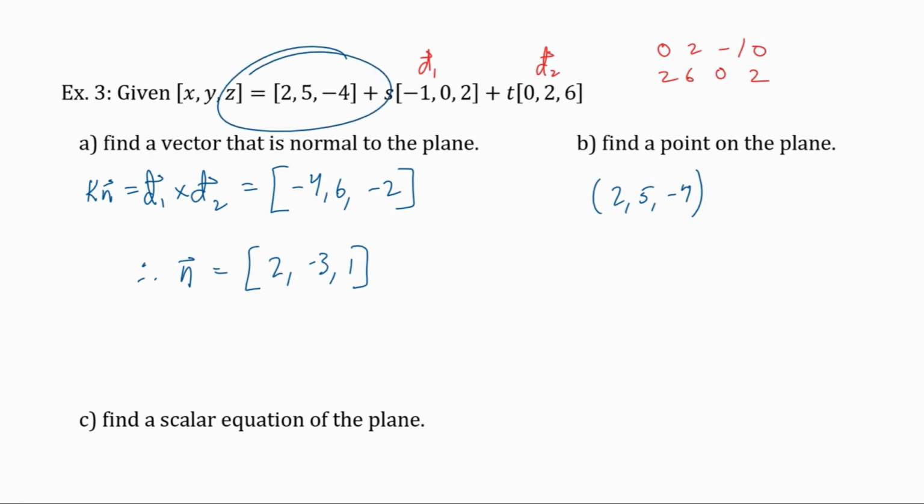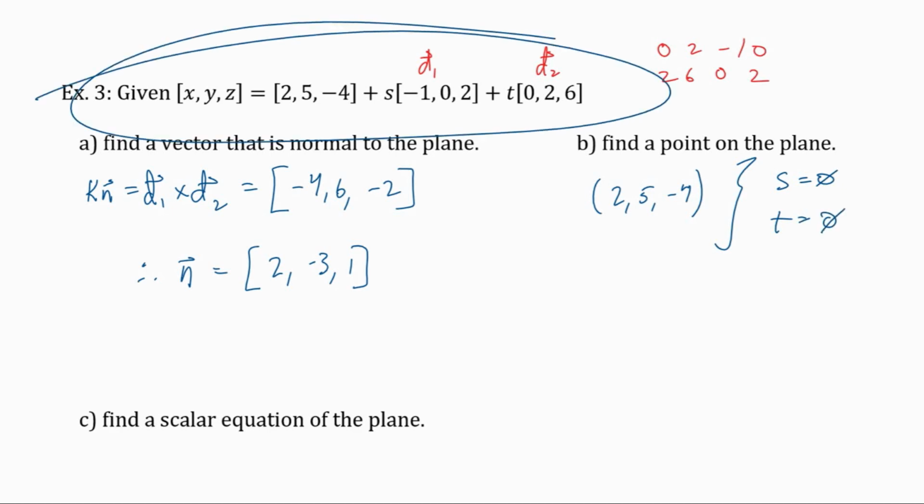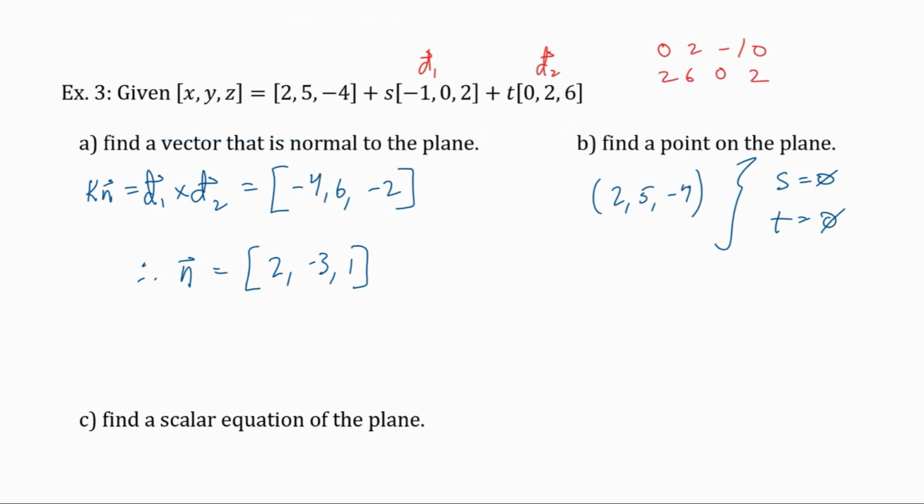Now, how did I actually find this point? It was the point that the given position vector goes to, right? But it's also the one where when I sub in 0 for both parameters, I get that point, because that is the essence of what the vector form of the equation of a line or a plane does. And similar to parametric form, I've got these two parameters. I can pick whatever values I want, and that will give me all the points in the plane or on the line, depending on what you're working with.